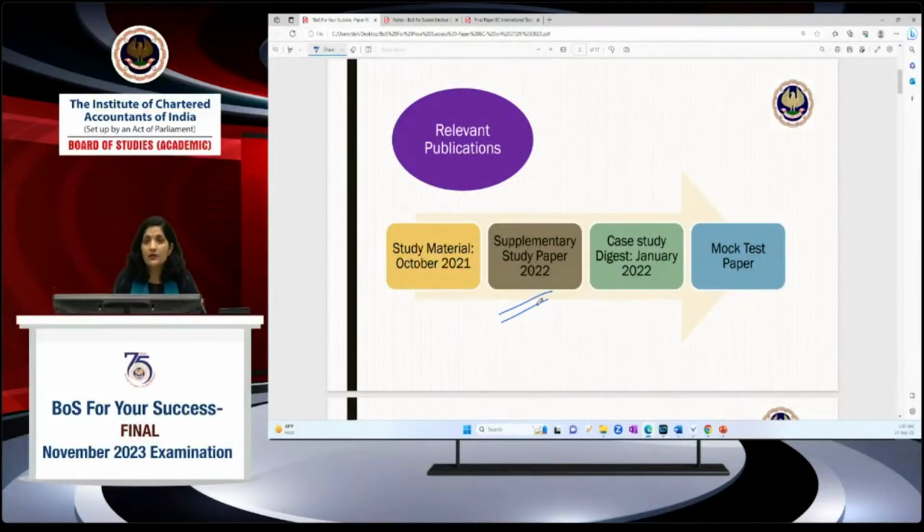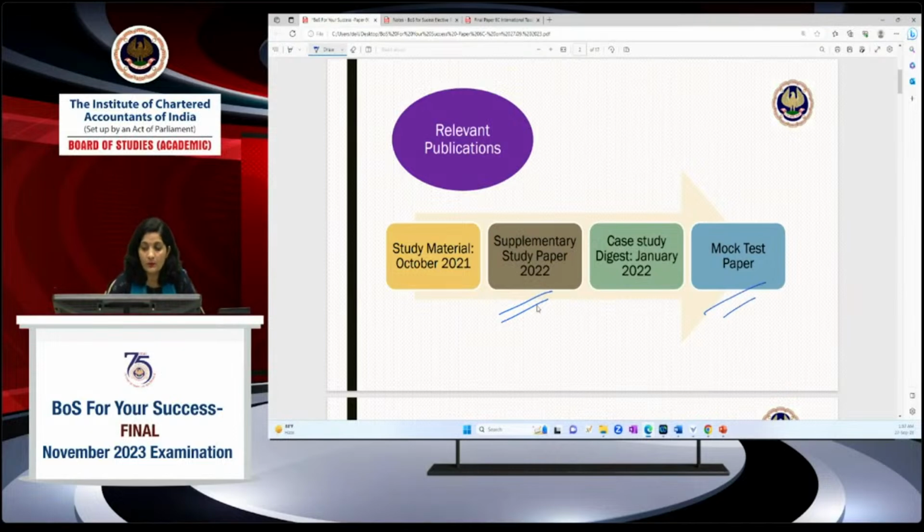For practicing your case studies, we have come out with a case study digest. It is the January 22 edition. This case study digest you also have to read along with the supplementary study paper 22, right? Then we have also come out with the mock test paper. You should solve the mock test paper.